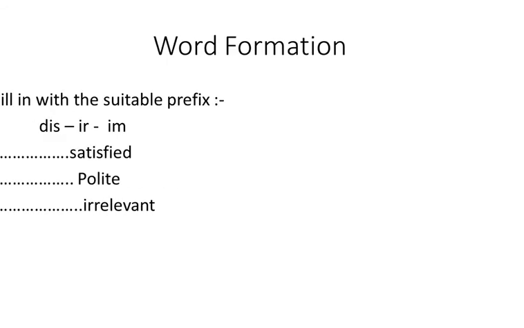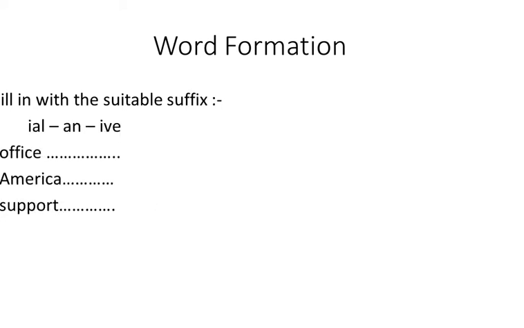Word formation. As you know, we can add some prefixes or suffixes for words, and this prefix can give you the opposite of the word. Satisfied, which one of them will be used in satisfied to give the opposite? It is dissatisfied, polite, impolite, relevant, irrelevant. Fill in with the suitable suffix. Office, America, support. We should add the suitable suffix to give us the adjective from these given words. Office will be official. America will be American.